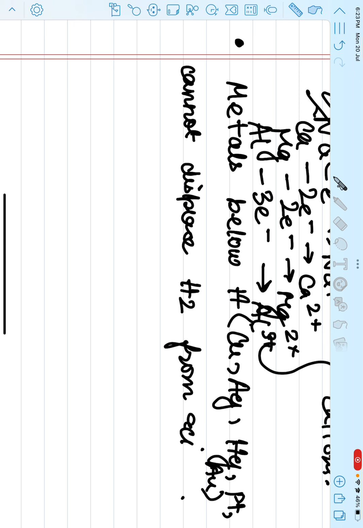But look, the ones which are above hydrogen in the electrochemical series, for example potassium, sodium, calcium, magnesium, aluminum, zinc, iron, lead, nickel, can actually displace hydrogen, but the ones below cannot.